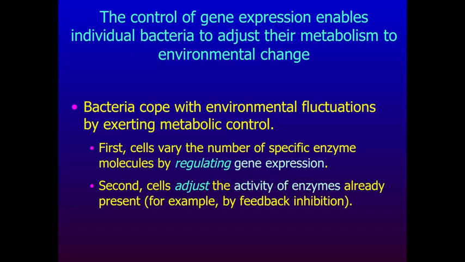Or they can adjust the activity of enzymes. Okay, they can use allosteric inhibition maybe and shut the enzyme down so it doesn't do its job, so to speak. And we'll look at that in a sec in our next one. So two different ways: regulate gene expression or change the activity of an enzyme that's already present in the cytoplasm. Okay, so create new proteins or adjust the activity of existing ones.